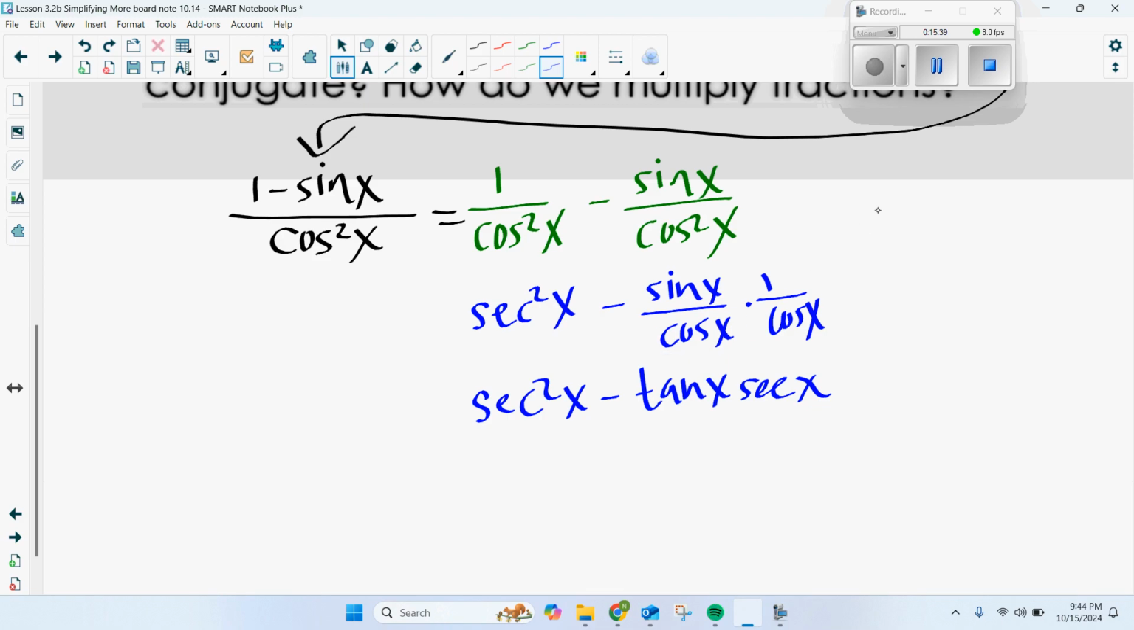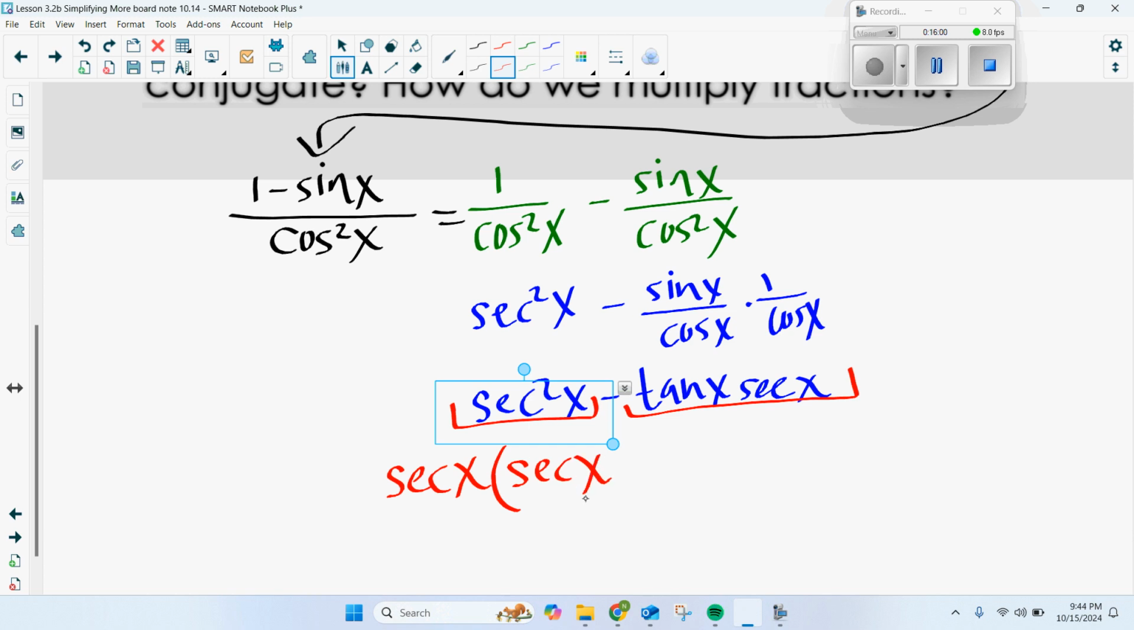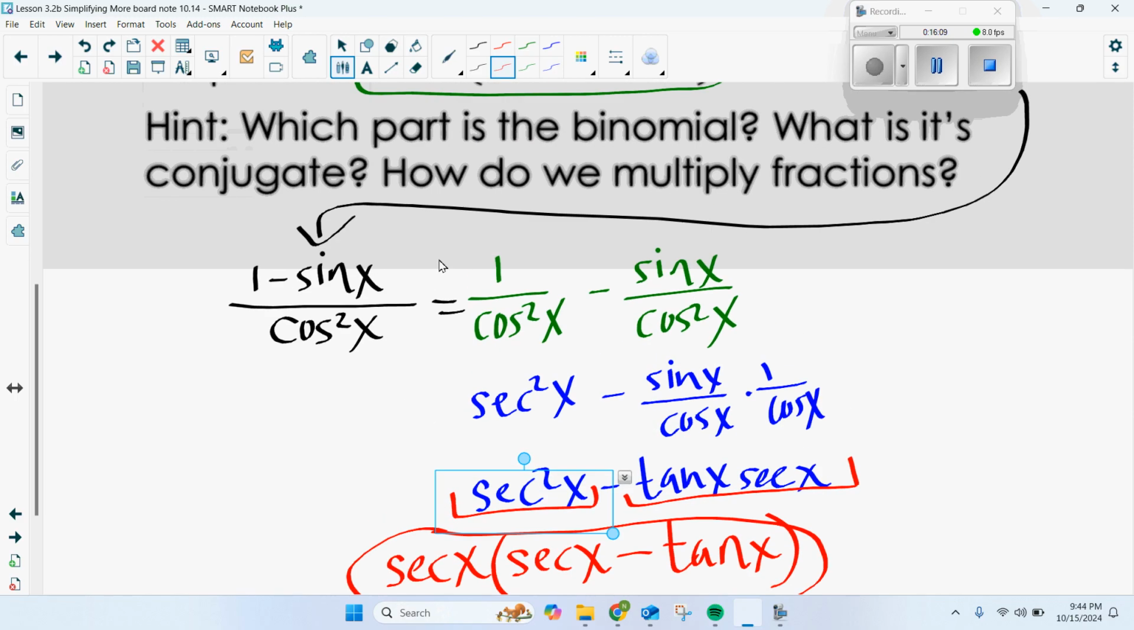And now we do a strategy that we talked about on Monday, which was taking out a GCF. Notice that this term has a secant in it and this term has a secant in it. So I'm going to use my non-math word, which is undistribute. I'm going to undistribute, i.e. factor, out a secant x. So if I divide a secant x out, I'm going to have a secant x and a tangent x. And notice that this is what they wanted me to have right here.